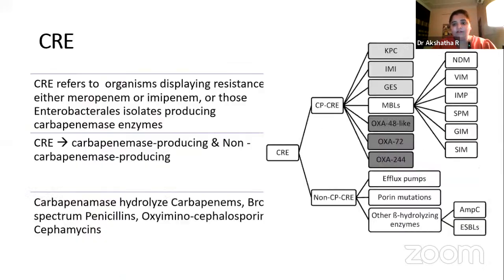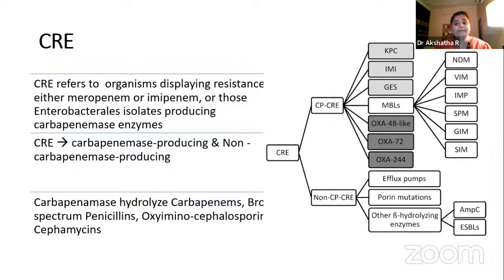So next, talking about the carbapenem resistant Enterobacterales. Carbapenem resistance means resistance to any of the carbapenems. This can be by two mechanisms: either carbapenemase production, or non-carbapenemase-producing mechanisms like your porin mutations, efflux pumps, or other hydrolyzing enzymes.